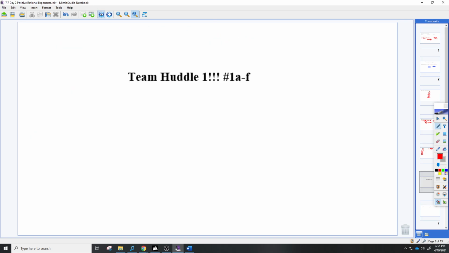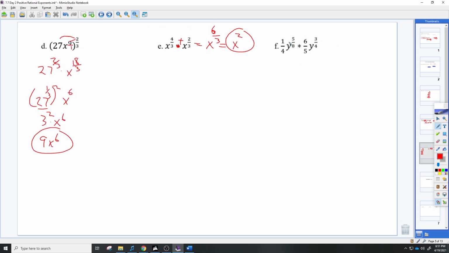All right, and then we have one more before the huddle. If there are numbers out in front of the variables, that's okay. So in this case, we have fraction times a fraction. So we actually have multiplication between the numbers. However, between the exponents, we would add the exponents because we're doing multiplication between the bases here. So the top here is going to be multiplication. We're going to go across the top. 1 times 6 is 6. 4 times 5 is 20.